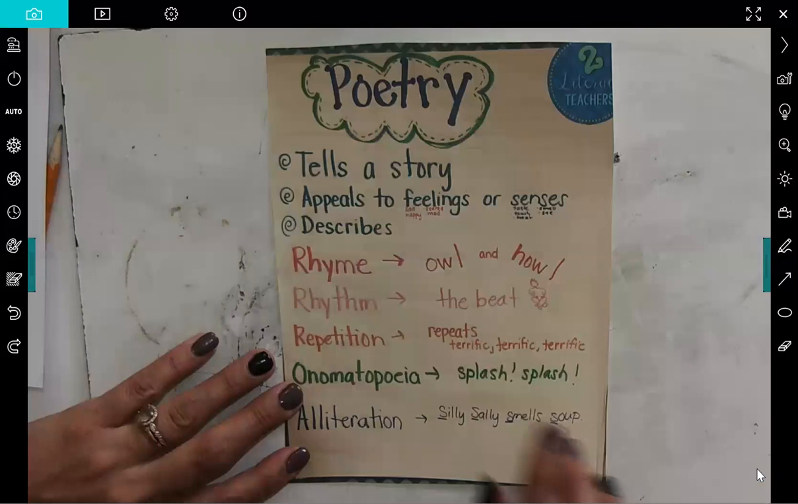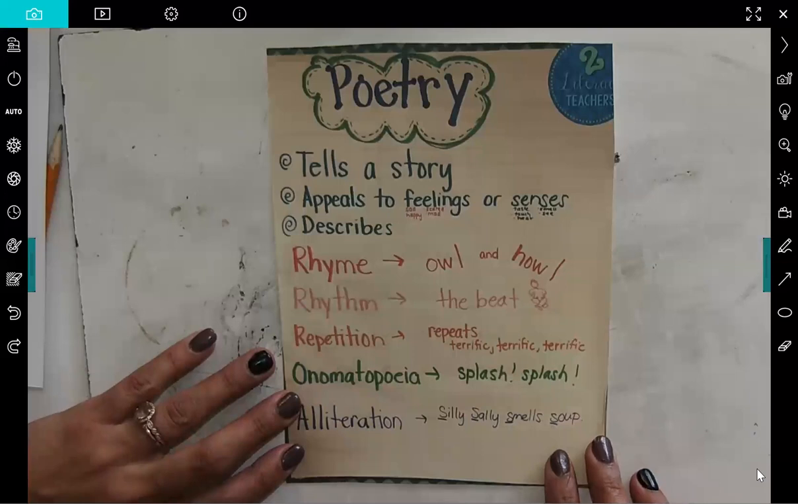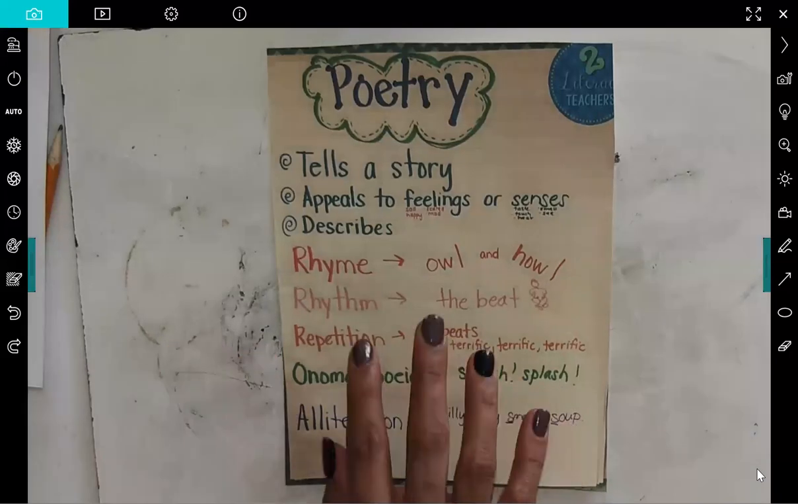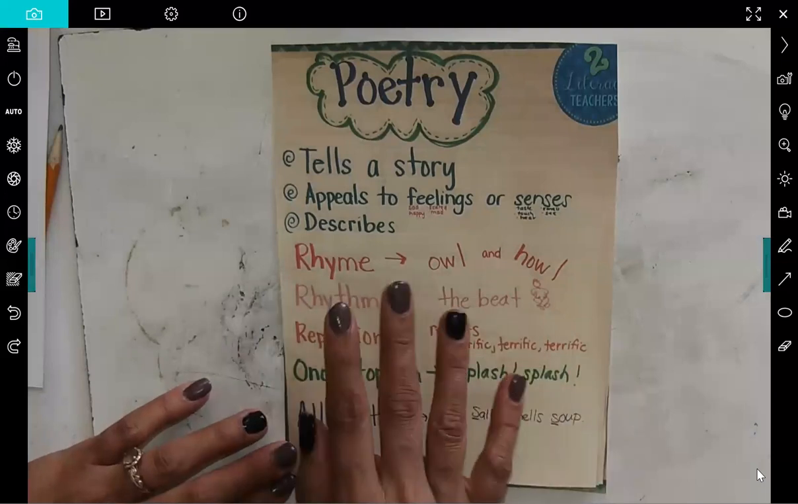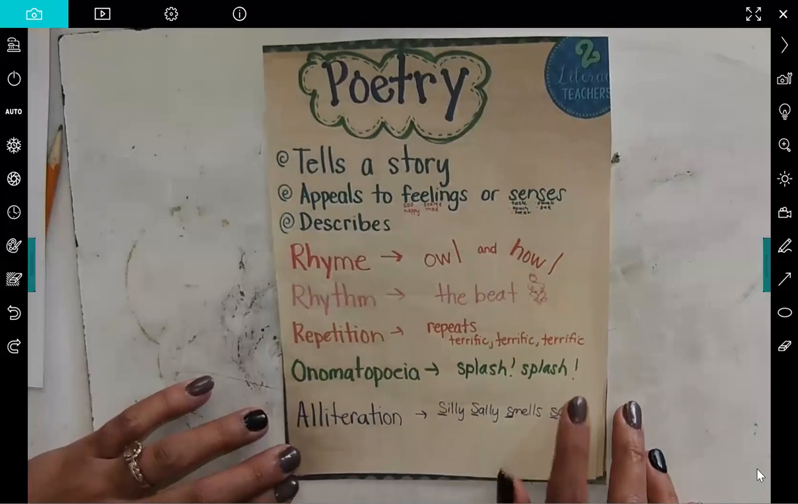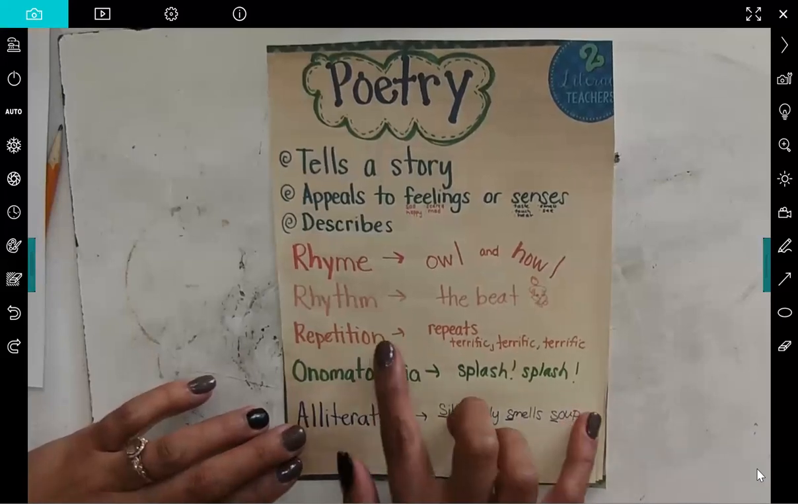Poetry will tell us a story, and it appeals to feelings or senses, feelings like happy, sad, mad, or scared, and senses like taste, touch, hearing, smelling, and seeing. They describe something. A lot of them have rhymes, where you'll hear words like owl and howl, book and cook. They do have a rhythm. When you read poetry, you'll hear a cadence, which is a rhythm, a beat. And oftentimes poems are repetitive.